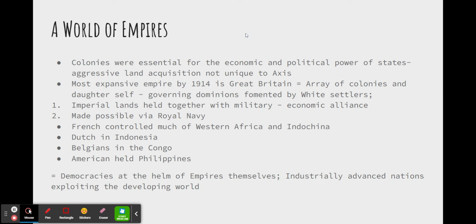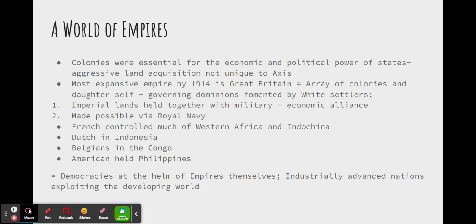Now, it should be noted that this was a world of empires. Colonies were absolutely critical for the economic and political power of states. The aggressive grabbing of lands was not unique to the Axis powers and had been done by the Western forces for many, many generations. The most expansive empire by 1914, of course, was Great Britain.